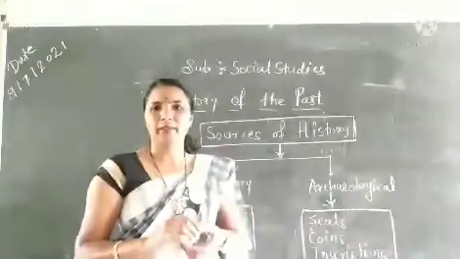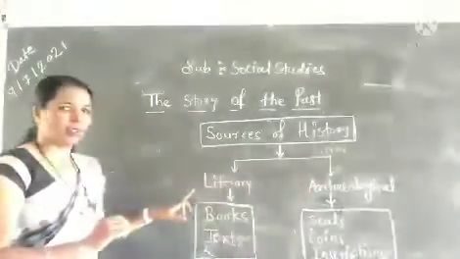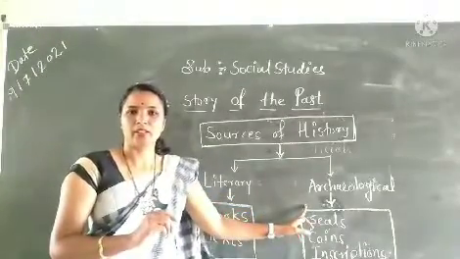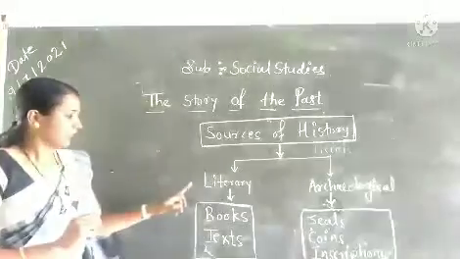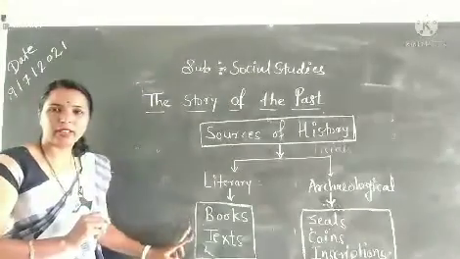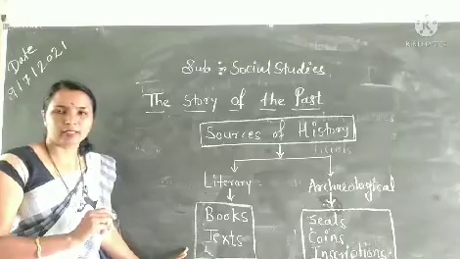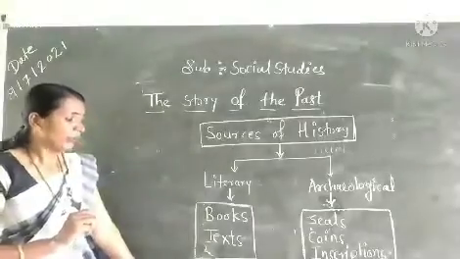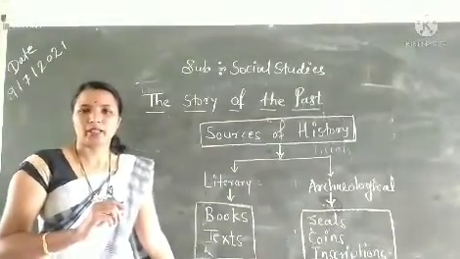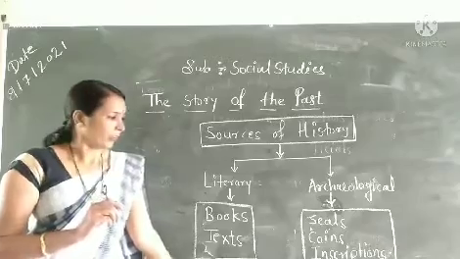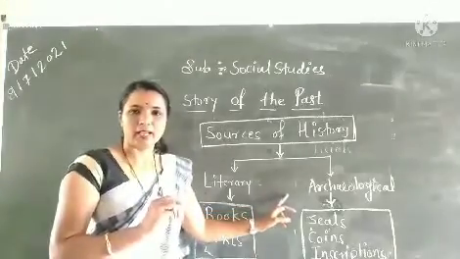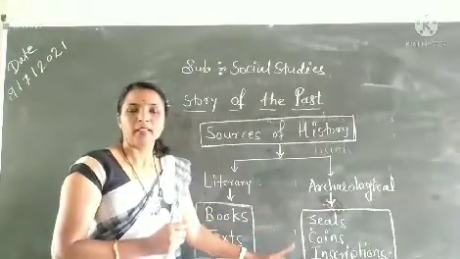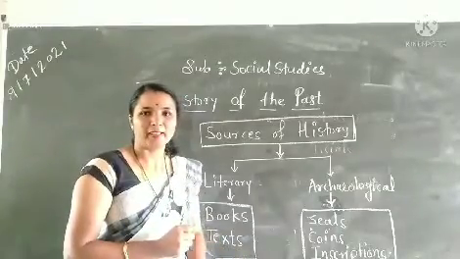Understood? Students, there are two types of sources of history. First one is literary sources and the second one is archaeological sources. Literary sources include books and texts. As I told you in the previous lecture, Yuan-Tsang and Fa-Hien, the foreign travelers, wrote very nicely about our society, about our culture. Then the second one is archaeological sources. It includes seals, coins, inscriptions and monuments.